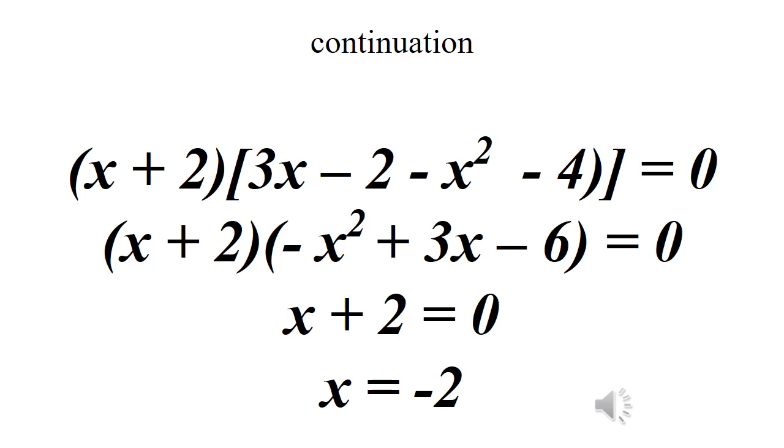So we have x plus 2, x minus x squared plus 3x minus 6. Then if we take x plus 2 first, equate it to 0, we have x equals minus 2. If we minus 2 from both sides, we'll take plus 2 to the other side, you have x equals minus 2.